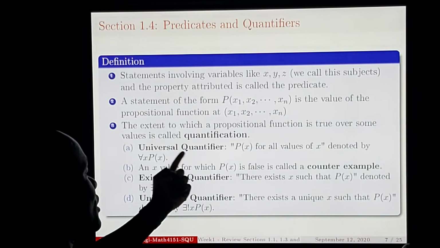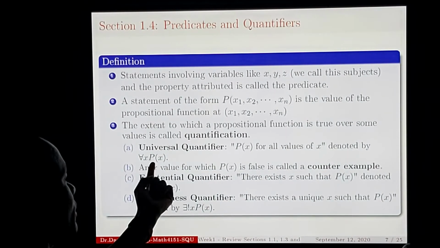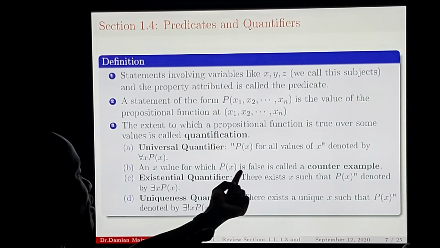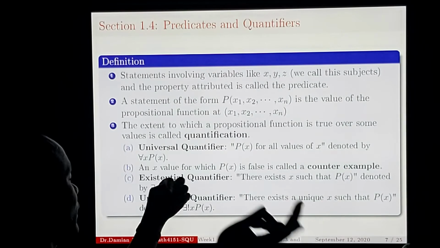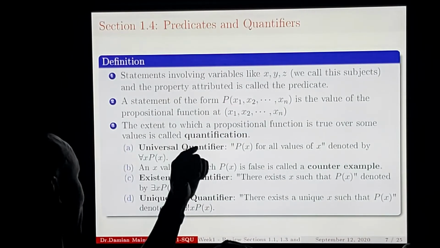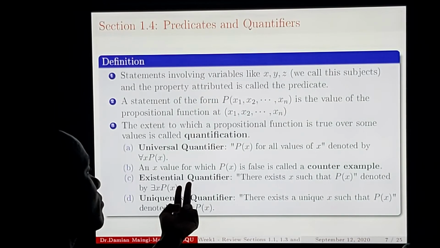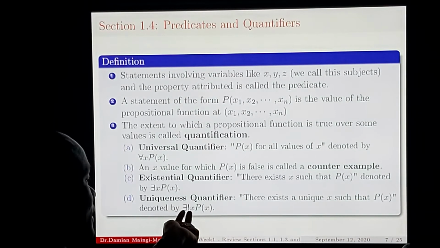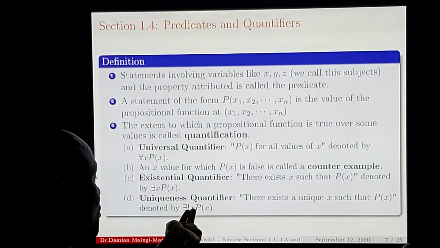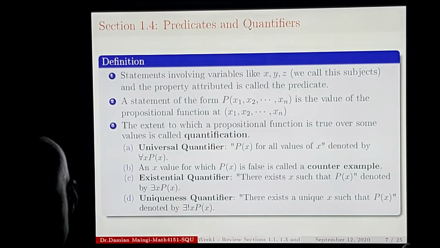One is what you call universal, that this statement is true for all x. We denote it by this. Then we talk of a counterexample, something that doesn't satisfy the property. We would call it a counterexample of the subjects or variables. Then the existential quantifier, that there exist some values for which this statement is true. And then uniqueness is there exists a specific value for which this statement is true. Then we call it the unique quantifier.